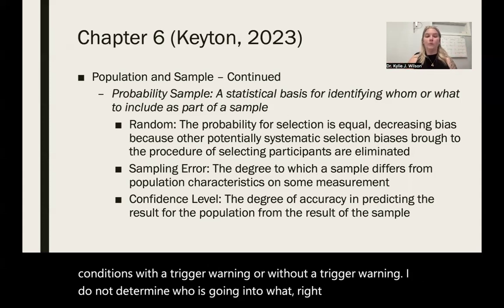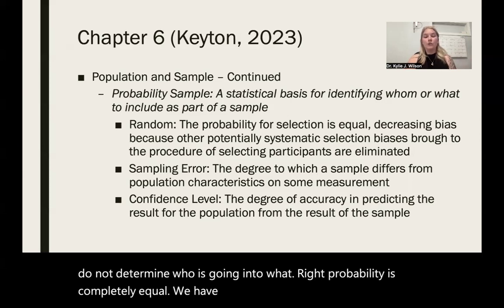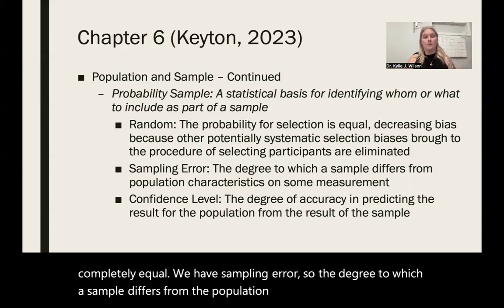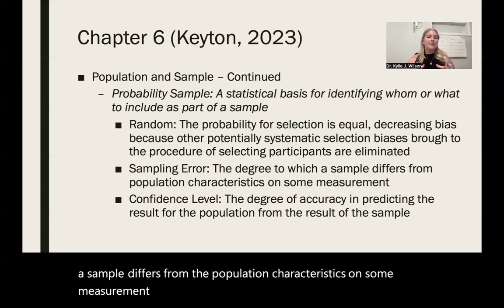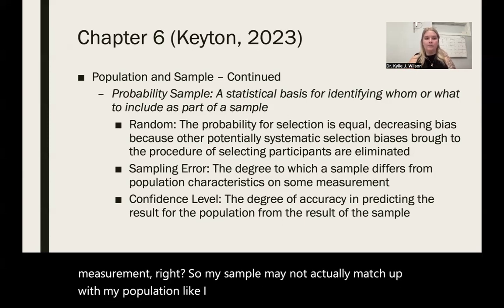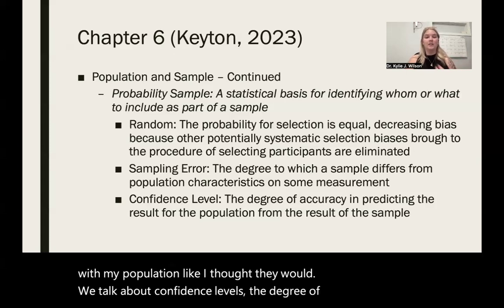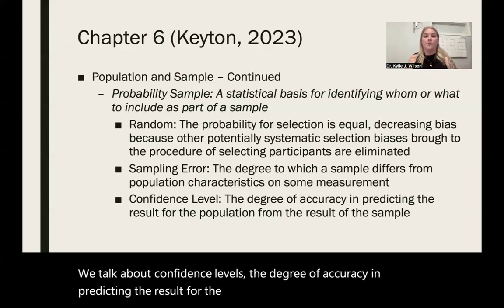Probability is completely equal. We have sampling error, so the degree to which a sample differs from the population characteristics on some measurement, right? So my sample may not actually match up with my population like I thought it would. We talk about confidence level, so the degree of accuracy in predicting the result for the population from the result of the sample.